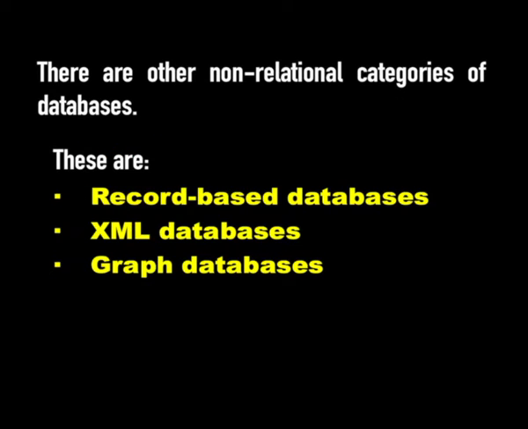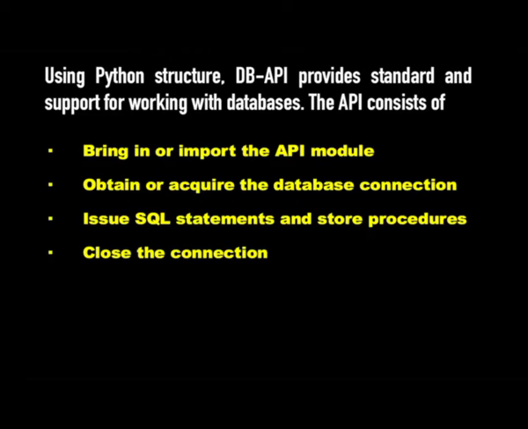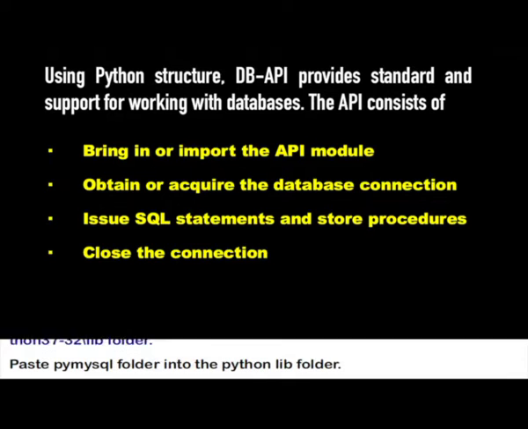There are other non-relational categories of databases. These are record-based databases, XML databases, graph databases. Using Python structure, DB API provides standard and support for working with databases. The API consists of: import the API module, acquire the database connection, issue SQL statements and stored procedures, and close the connection.